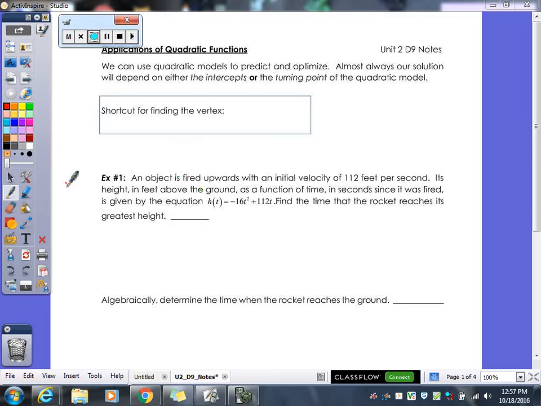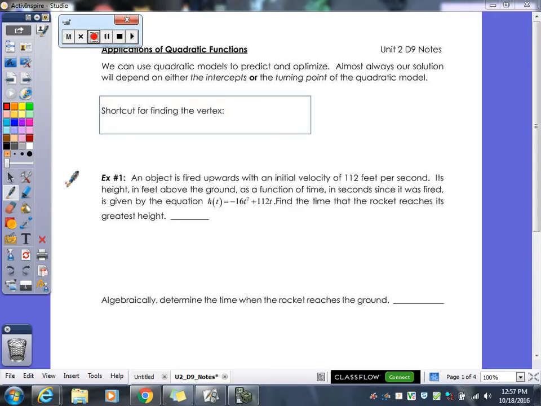So what we are working on is our applications of quadratic functions, which you guys have done before. I know you've done it before because I wrote that note packet in 9th grade. I know you did it. Don't try to tell me you didn't. So we're just going to be kind of reviewing that stuff that we already did.